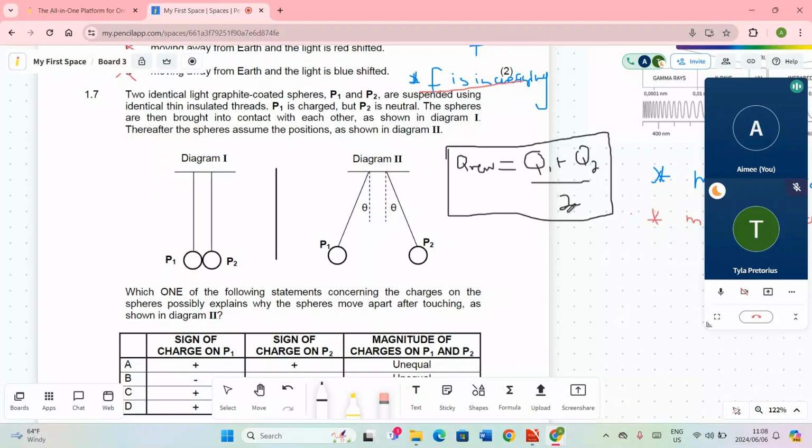You need to obviously substitute. If it's a positive charge, it needs to be positive X. If it's a negative charge, it needs to be negative Y. You divide that by 2, and that will give you the new charge. And the new charge will be identical for both spheres.